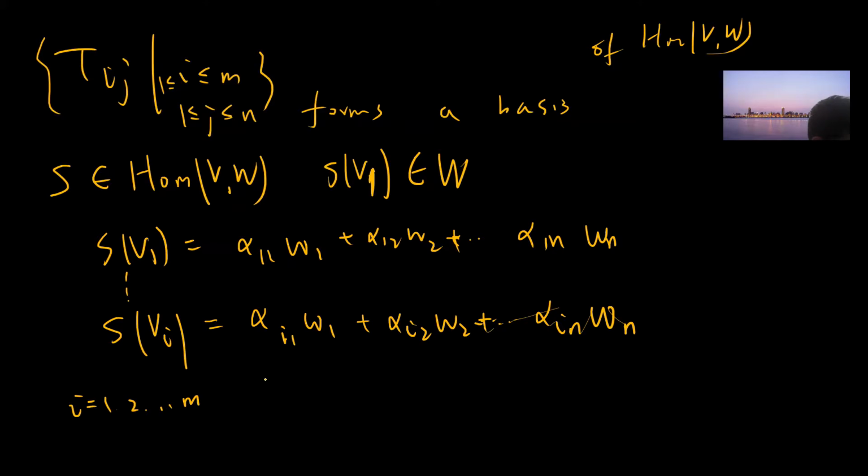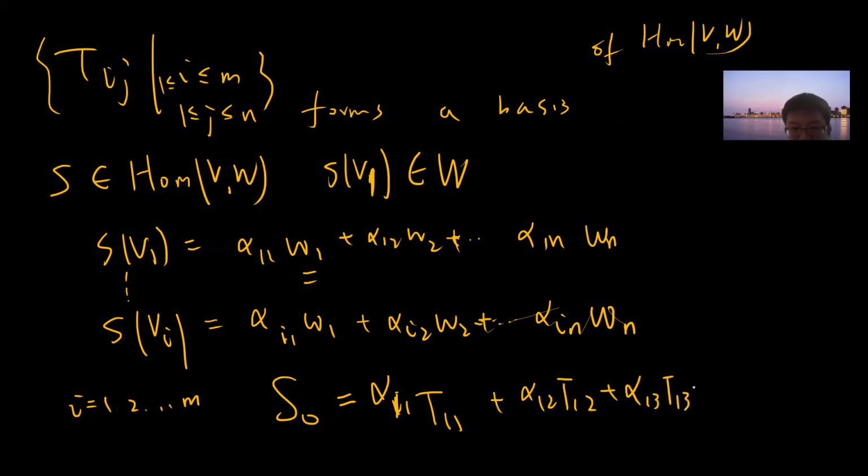Obviously, I can define S0. So what is S0? S0 is just defined to be alpha 11 W1... so each time you see W1, you replace it as T11. So it's alpha 11 T11, alpha 12 T12, alpha 13 T13, and just keep going. You replace W1 as T11, W2 as T12, and W3 as T13. Okay, so this is the first row.